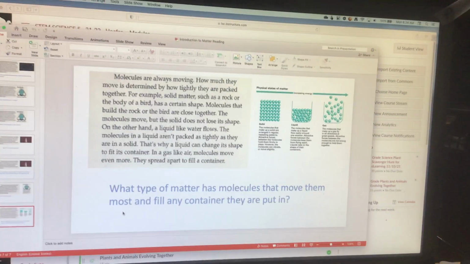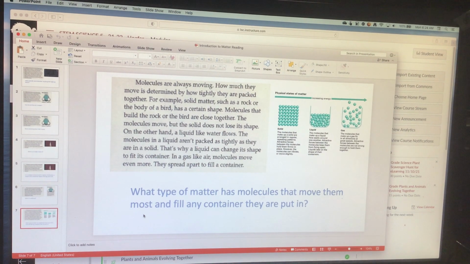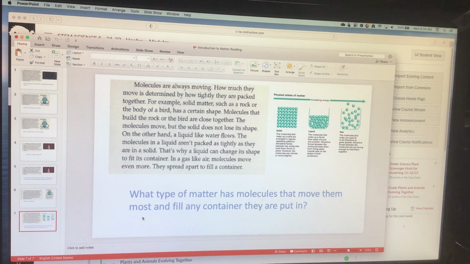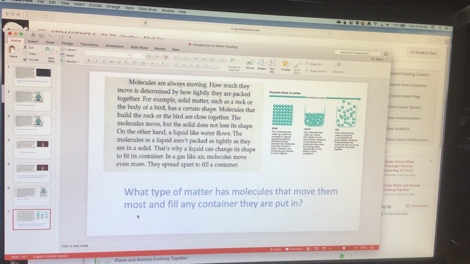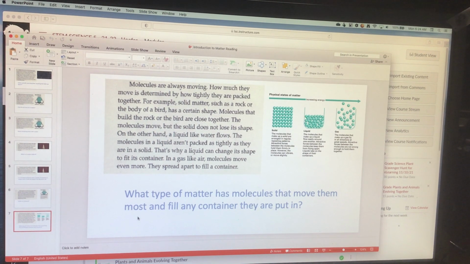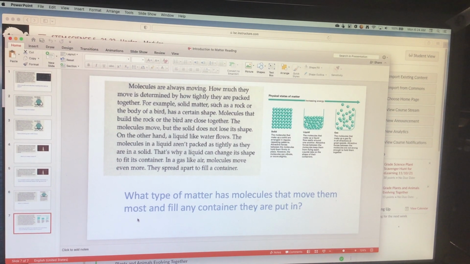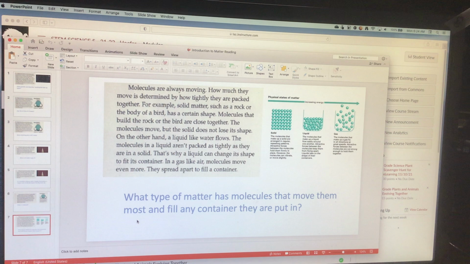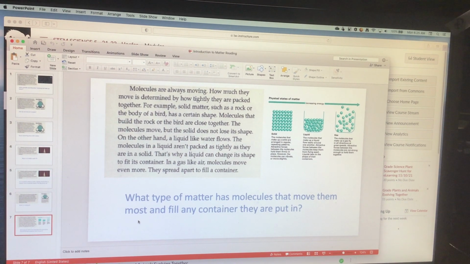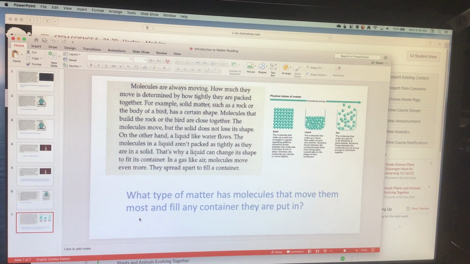All right, last page. Molecules are always moving. How much they move is determined by how tightly they are packed together. For example, solid matter, such as a rock or the body of a bird, has a certain shape. Molecules that build the rock or bird are close together. The molecules move, but the solid does not lose its shape. On the other hand, a liquid like water flows. The molecules in a liquid aren't packed as tightly as they are in a solid. That's why a liquid can change its shape to fit in its container.